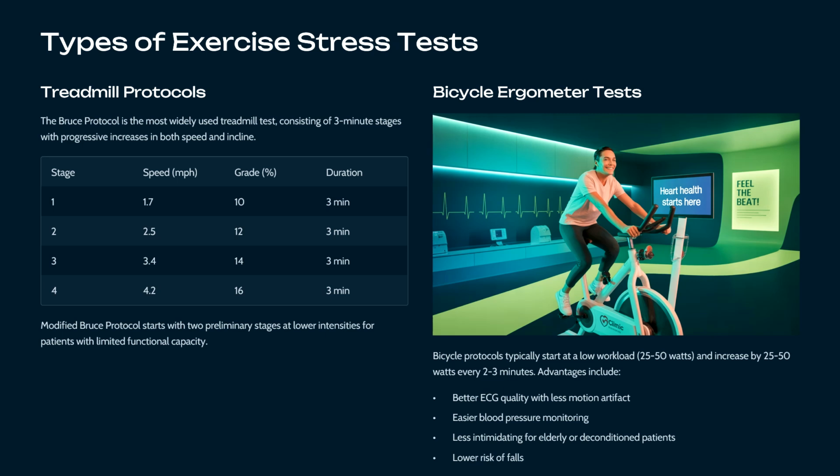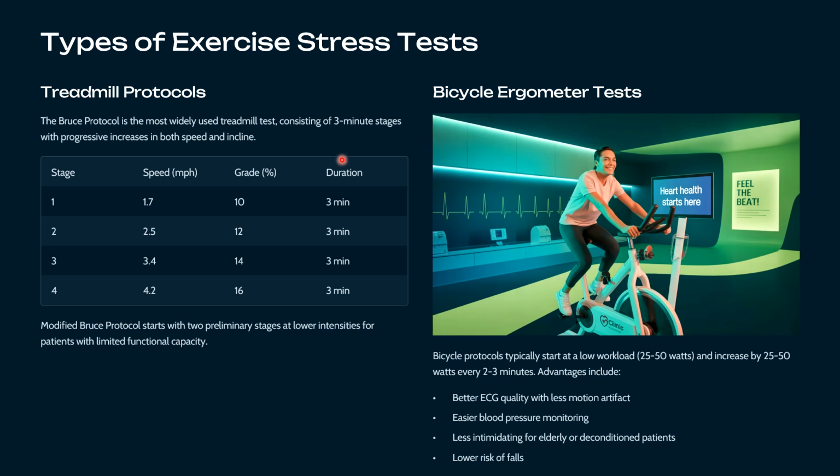Now here are different types of exercise stress test. You can see in the picture that a person is doing this test on a bicycle ergometer. This is a bicycle which is fixed, and this is known as bicycle ergometer, as it helps in testing whether a person is suffering from a cardiovascular problem or not by increasing the load. So let's come to the treadmill protocol.